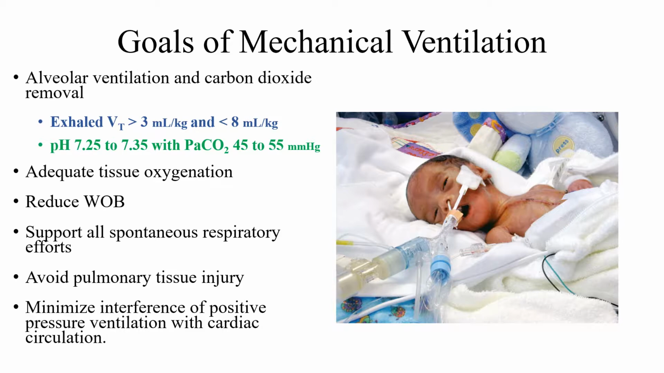So the goals of mechanical ventilation for neonates are actually the same as they are for adults. Alveolar ventilation and carbon dioxide removal. And to do this, we usually want a tidal volume of greater than 3 milliliters per kilogram and less than 8 milliliters per kilogram. A pH we're going to want to keep between 7.25 to 7.35 with a PaCO2 of 45 to 55 millimeters of mercury.